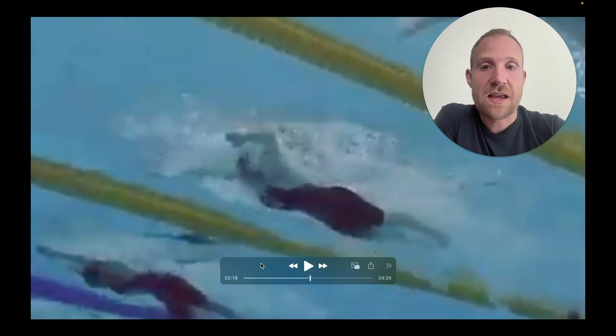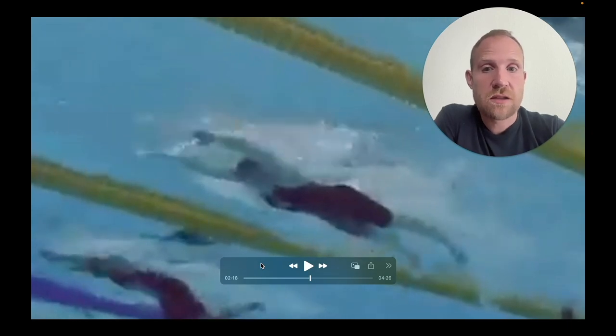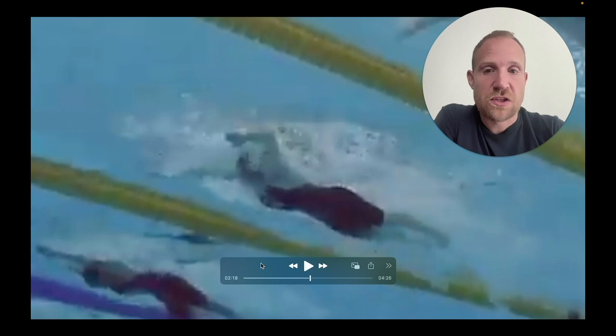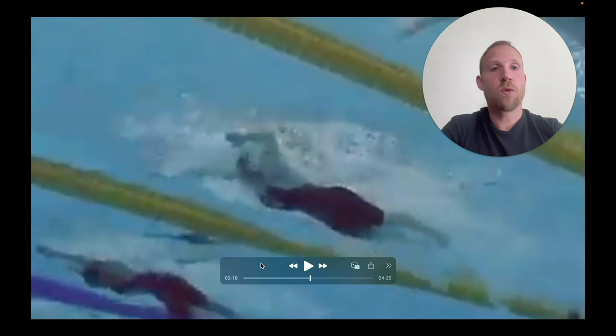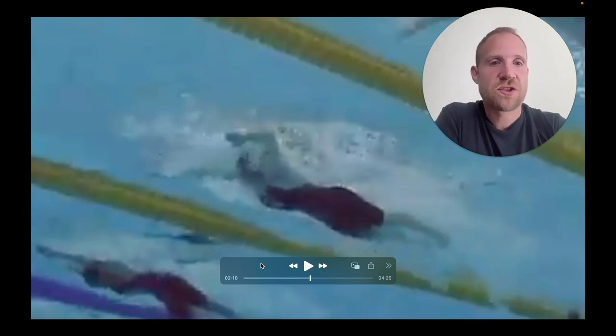And then the second thing is if they wait too long. So in this athlete, she's already started to come up to breathe. If she keeps the head down too long, it's going to negatively impact the pull. She's not going to get in the right position, and she's also going to be late to get the head back down because she started the breath so late.